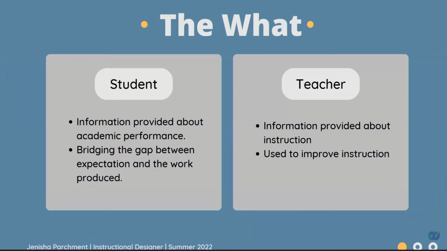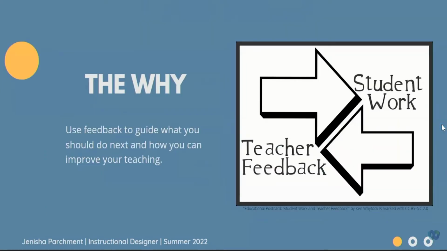So the what. In my first session, we talked about student feedback, right? So that was information provided about academic performance, where we were bridging the gap between expectation and the work that was produced. On the other side, when we look at students providing teachers with feedback, it's information about instruction, and we can use that information to improve the way we teach or our instruction. The why. We should get feedback from students to help guide us into what we're going to do next. And like I said, how we're going to improve our teaching. Like a couple of you have already mentioned, students always have ideas, and we need to take into consideration the things in their experience that might help them be better learners and also us be better teachers.